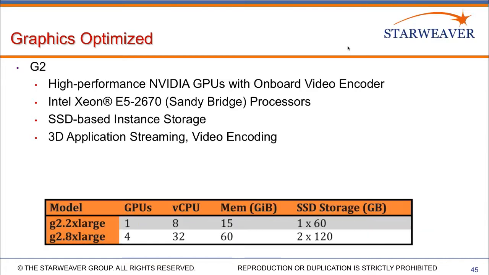Okay. Then we've got the Gs, which do have instance storage, also have GPU controllers with onboard video encoders, Sandy Bridge processors, and they're good for video encoding, for example, or 3D application streaming.